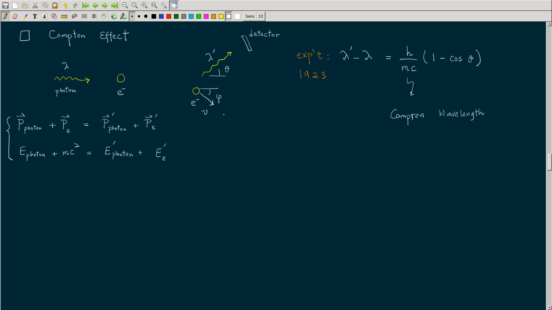And that's it for the Compton effect. Let's get to the exercises, and we will learn how to write the conservation of momentum and energy, and also how to use this formula.